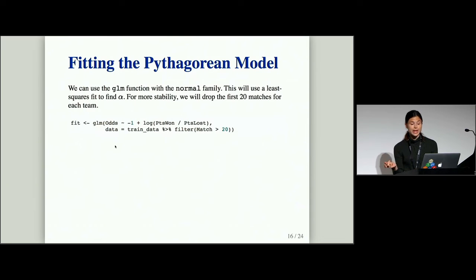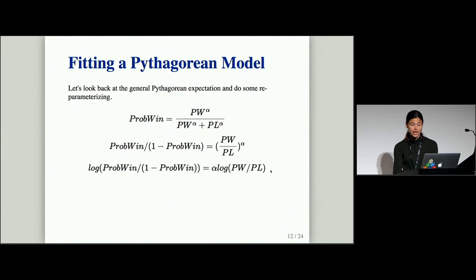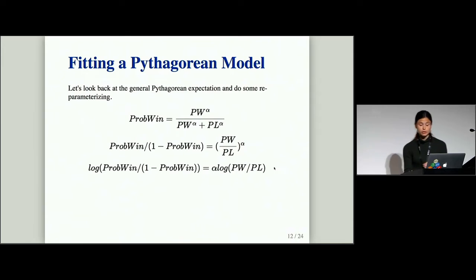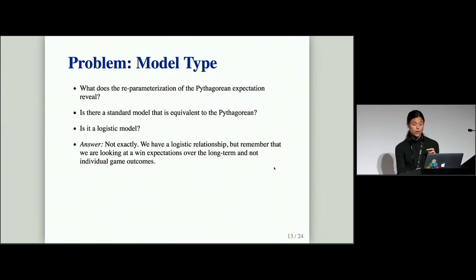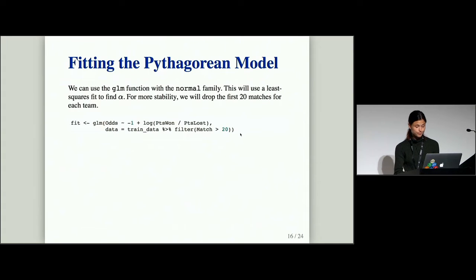And then once we've done that, I'm ready to go ahead and fit the model that corresponds to this formulation here in the last line. Okay, so the standard Pythagorean is equivalent to a log odds model without an intercept term, and in that case, the coefficient associated with our points won and lost ratio corresponds exactly to the exponent in the generalized Pythagorean form.